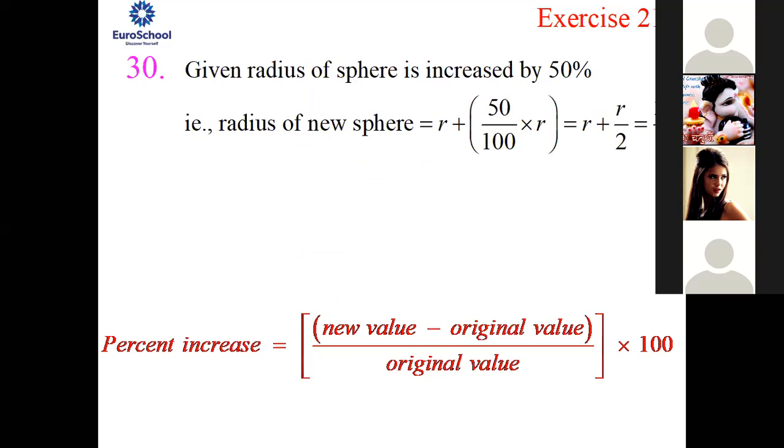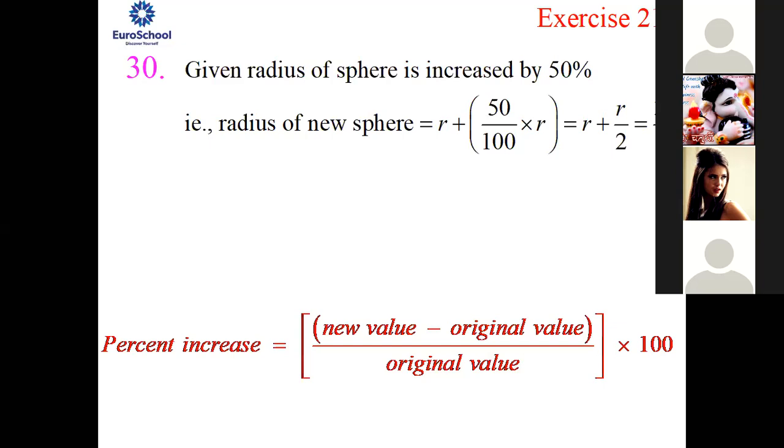Fine. Now, the 30th question, what is being given? If the radius of the sphere is increased by 50%, find the increased percent in its volume. So initially you have the radius of the sphere to be r, and now the radius of the sphere is increased by 50%. How can I say that?